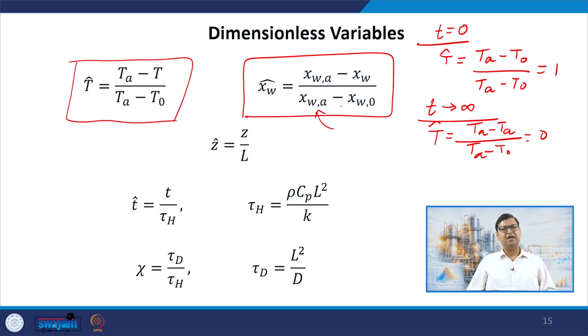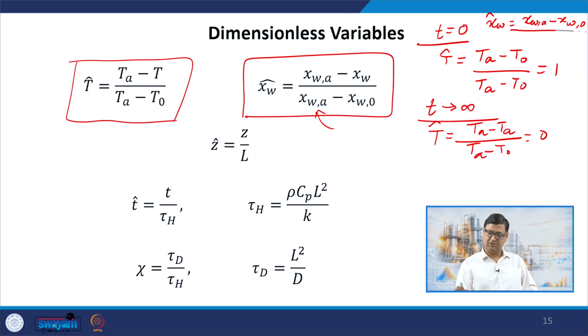So, just to make it consistent with the dimensionless variable of temperature, we can define a dimensionless xw in the following way. And now you can see, just like what we did for the temperature, at time t equal to 0 my xw cap is going to be xw minus xw0, where xw0 is the moisture content at t equal to 0, by the same quantity, which is equal to 1. Just like T cap is 1, the xw cap is also 1.